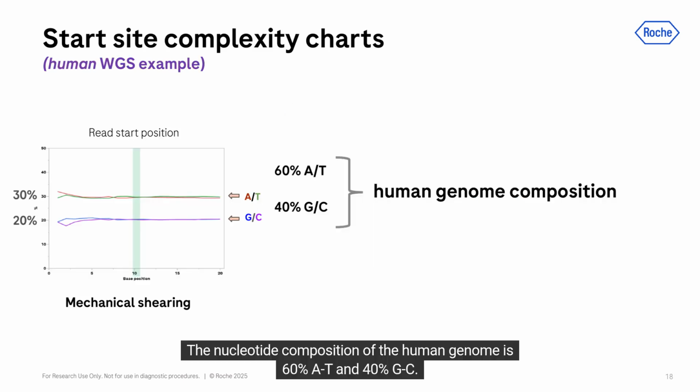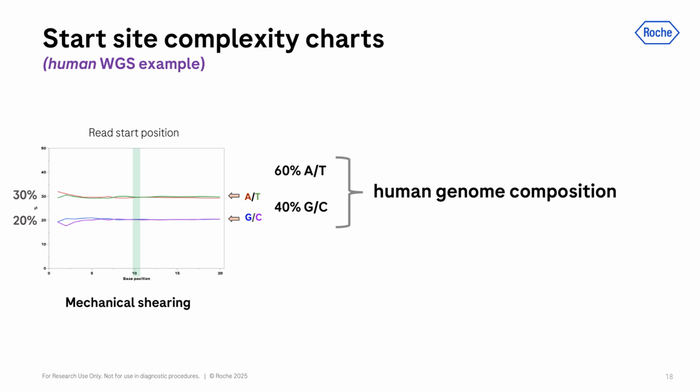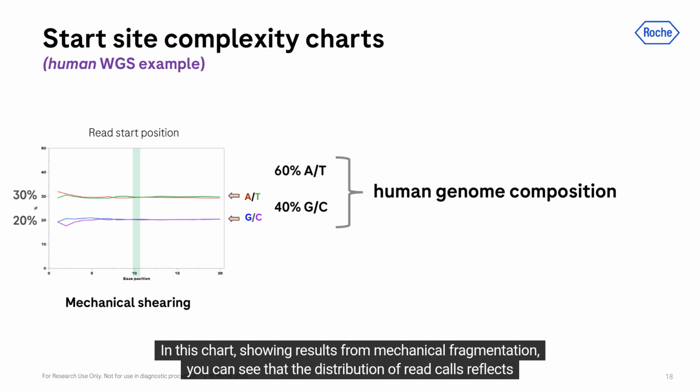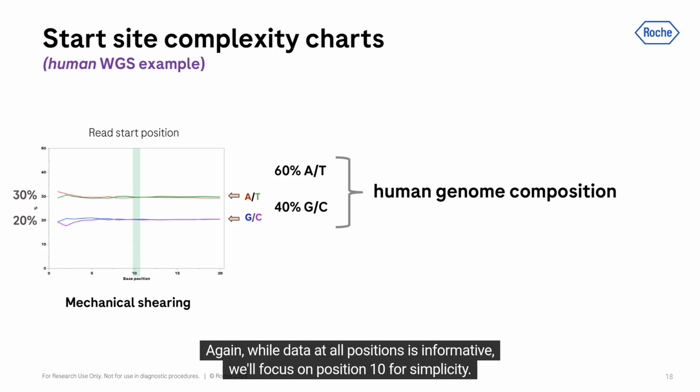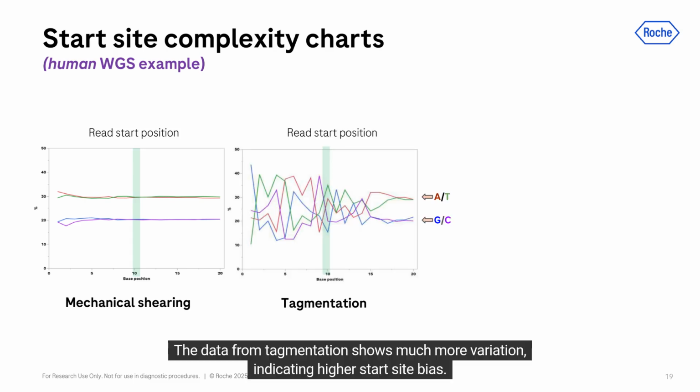The nucleotide composition of the human genome is 60% AT and 40% GC. In this chart, showing results from mechanical fragmentation, you can see that the distribution of read calls reflects the composition of the genome, showing a lack of start site bias. Again, while data at all positions is informative, we'll focus on position 10 for simplicity. The data from tagmentation shows much more variation, indicating higher start site bias. This could, in turn, indicate a lack of uniformity in the overall sequencing data.